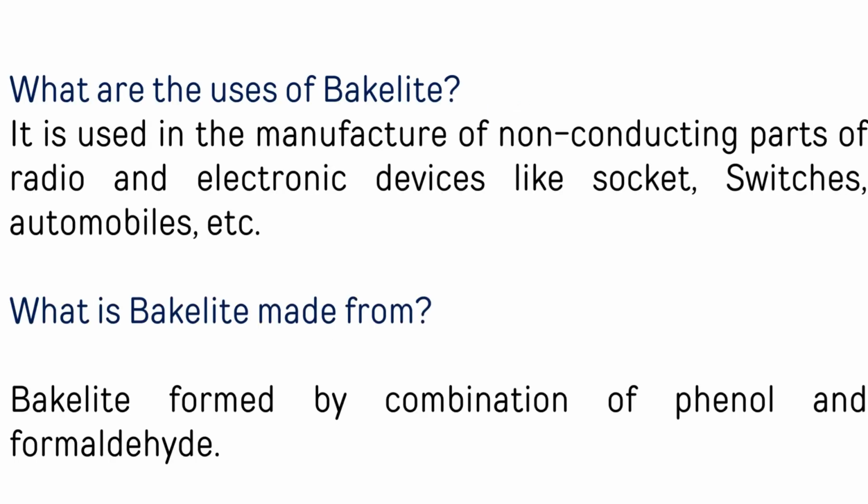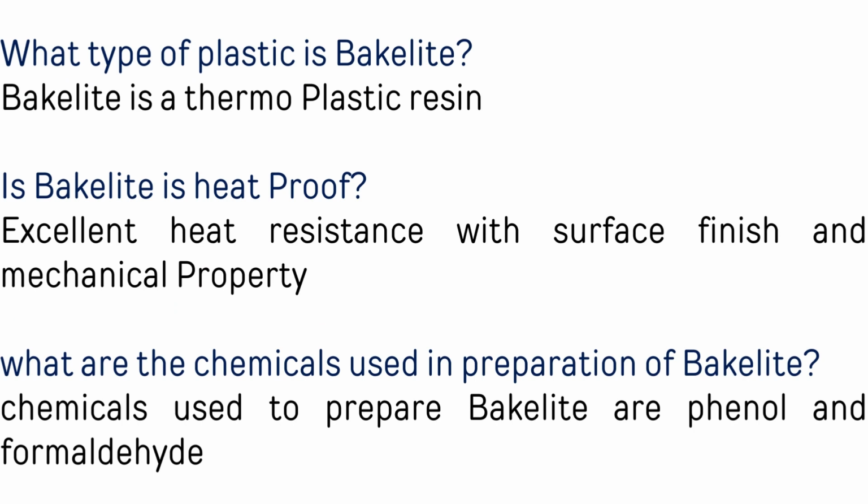What are the uses of bakelite? It is used in manufacture of non-conductive parts of radio and electronic devices like sockets, switches, automobiles, etc. What is bakelite made from? Bakelite is formed by combination of phenol and formaldehyde. What type of plastic is bakelite? Bakelite is a thermosetting resin.